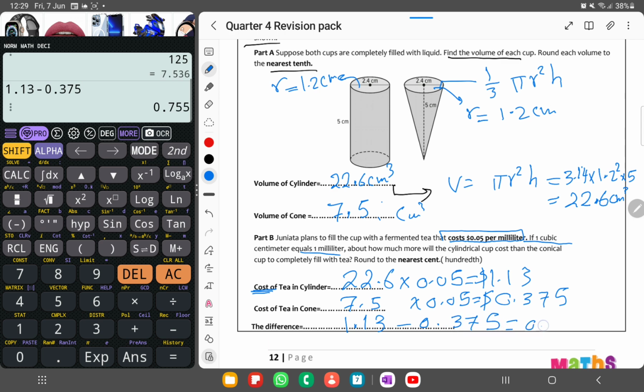0.755. He said to the nearest cent, or to the nearest hundredth. Where is the hundredths? Here it is. The 5 is strong, so it's going to be equal to 0.76. Very good.